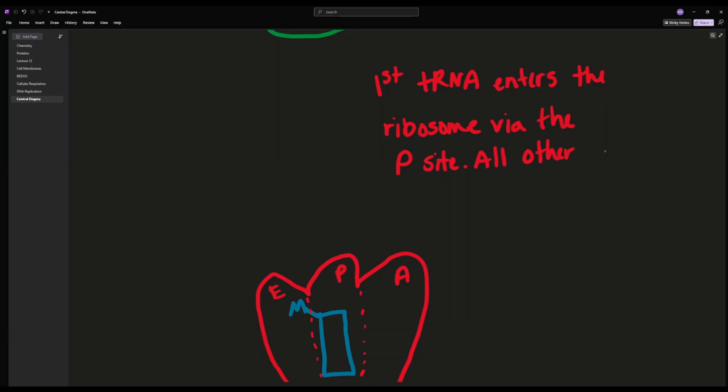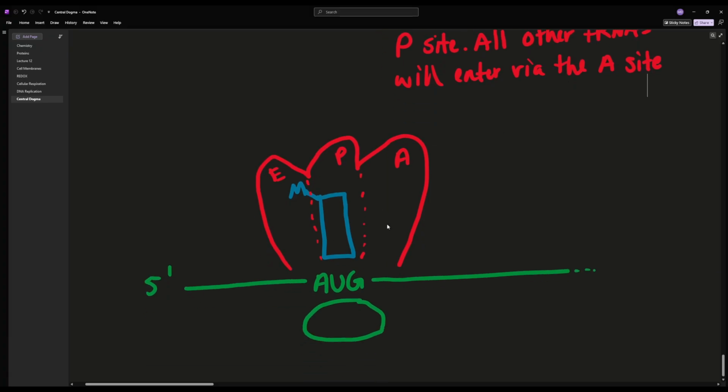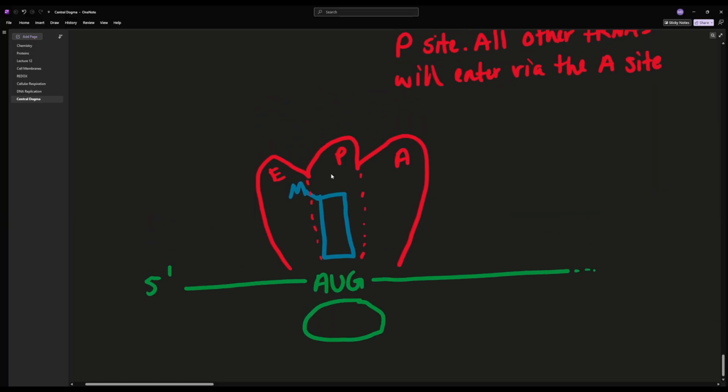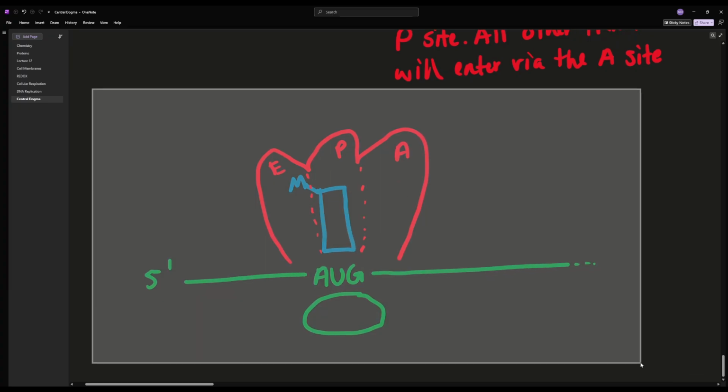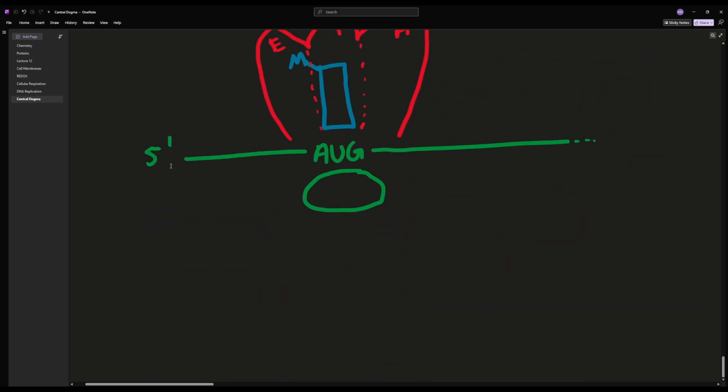All other tRNAs will enter via the A site. Okay, so first one will go through the P site, all the rest will come through the A. Once we have our small subunit, our mRNA, our initiator tRNA, and our large subunit, this is our completed ribosome complex, and we can begin elongation.